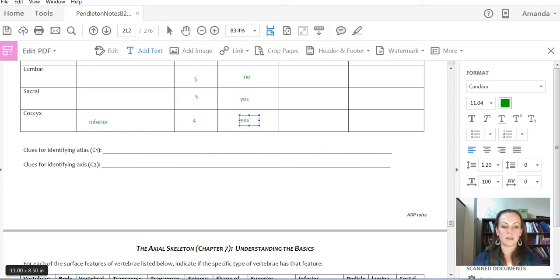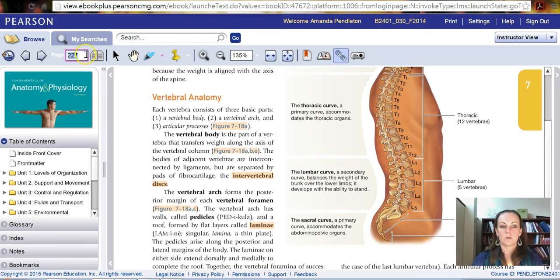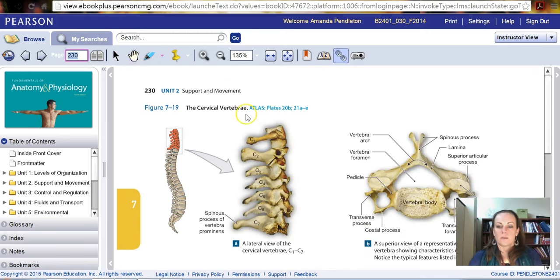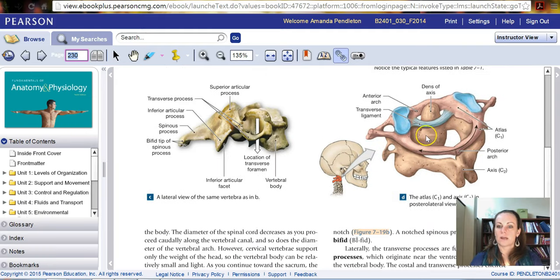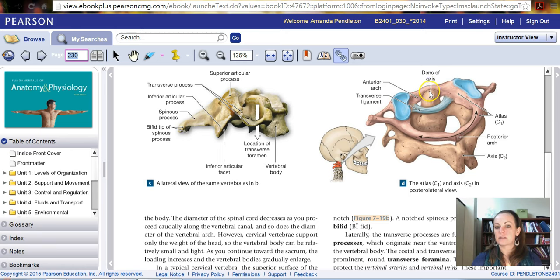So probably page 230 is going to be the best pictures of those. Okay, so this is showing atlas on top and axis underneath. Axis is pretty easy. It's got this dens, also called the odontoid process, and it's this thing that sticks up right where you would expect the body to be. And so that's going to be the really key feature for identifying C2 or axis.